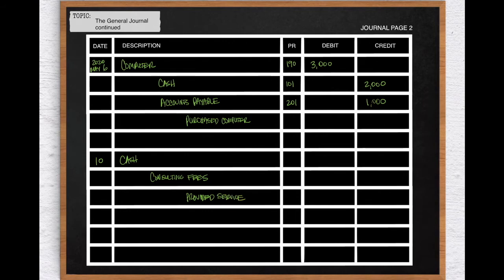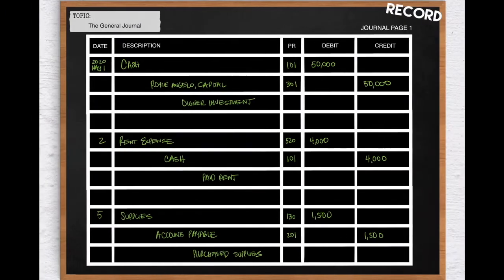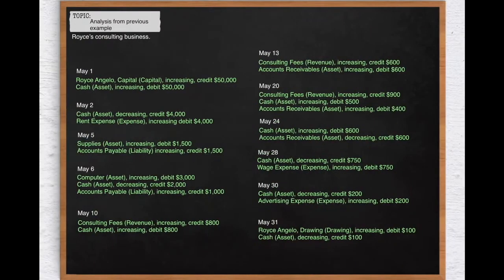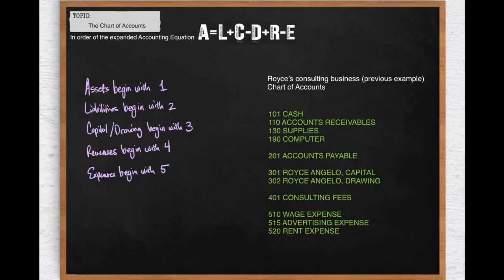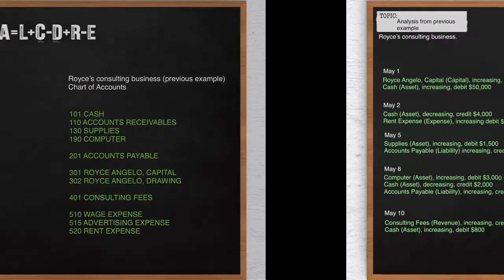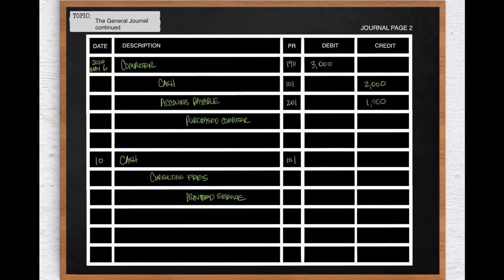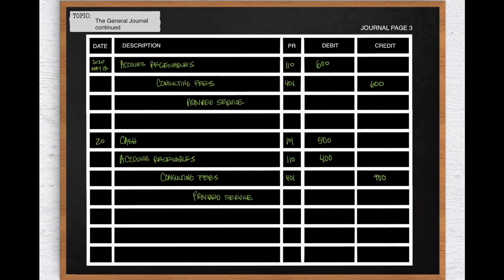For the post reference number, once again, you get that from the chart of accounts. I'm starting to memorize what cash is. It's 101. And the consulting fees is 401. This is for $800 debit to cash and $800 credit to consulting fees.